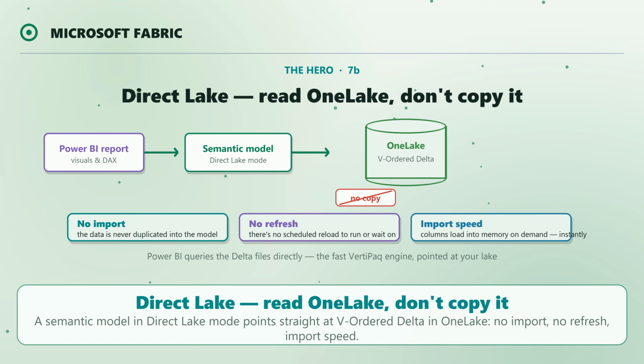That gives you three things at once. No import. The data is never duplicated into the model. No refresh. There's no scheduled reload to run or wait on, because you're always reading the live files. And import speed. The columns load into memory on demand, and queries fly. It's the same fast VertiPaq engine that import mode uses, just pointed straight at your lake. Best of both worlds. But how is that even possible? Let's open the hood.